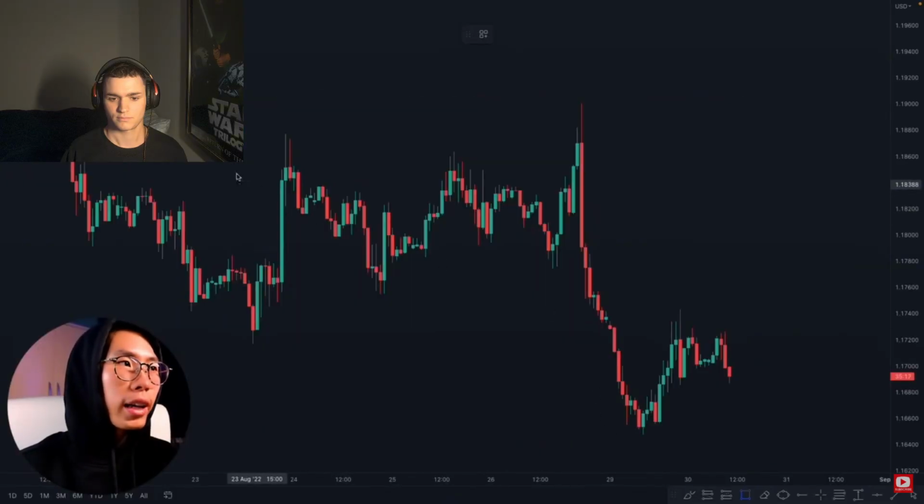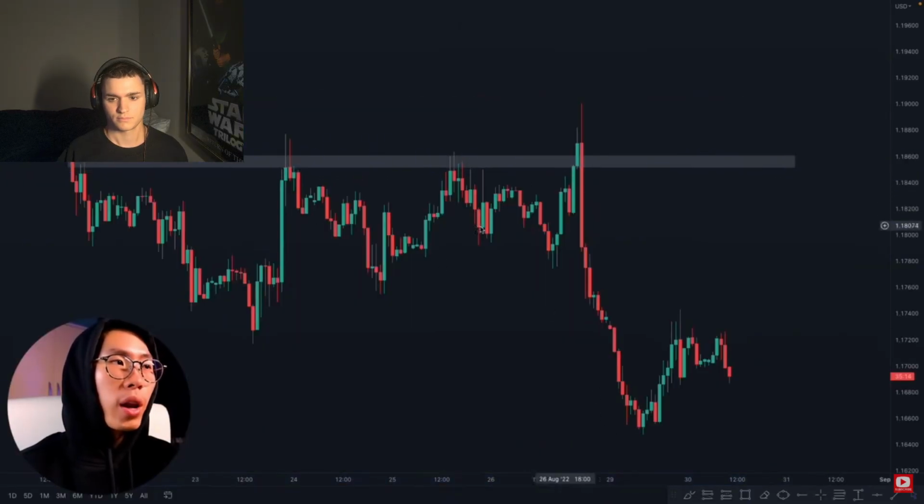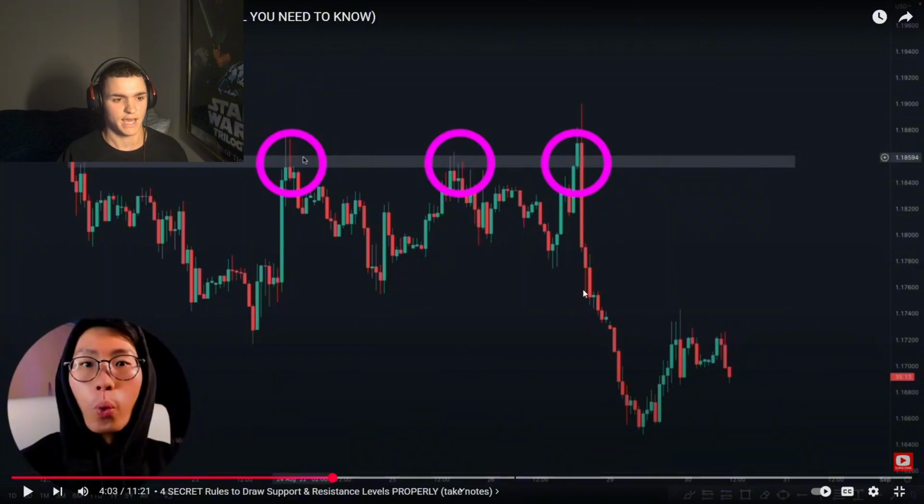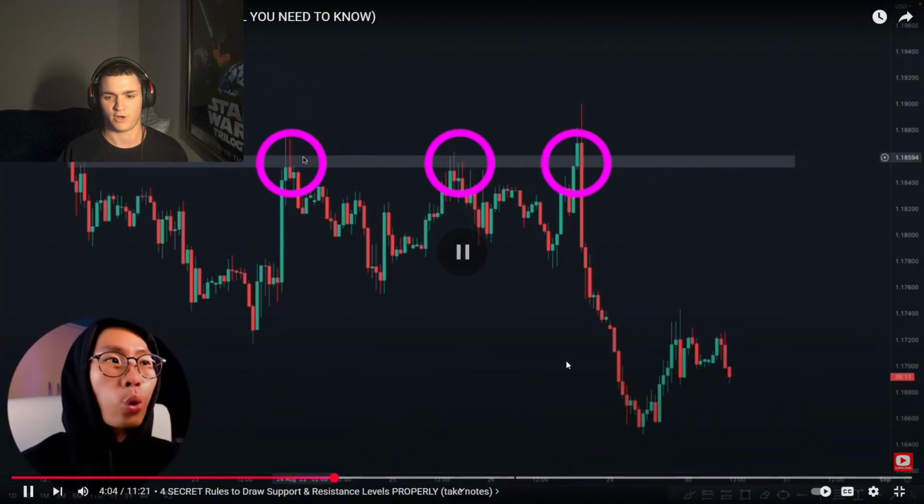So in this example, I can draw a resistance level right here because whenever price comes back up here, it always reverses. Okay, that's not why though. There's actually a good explanation for this. Okay, so see how drawing this little gray box would get you cooked if you tried to short right here.